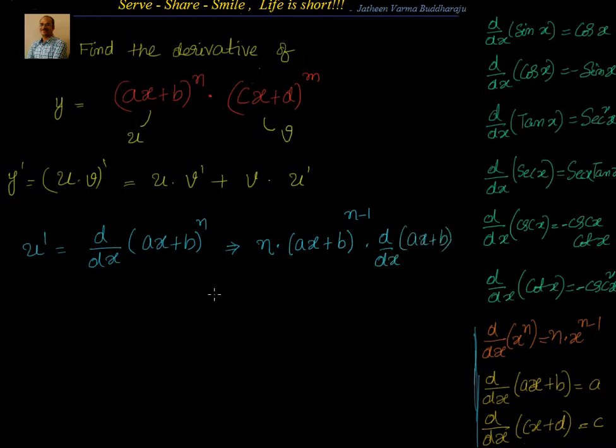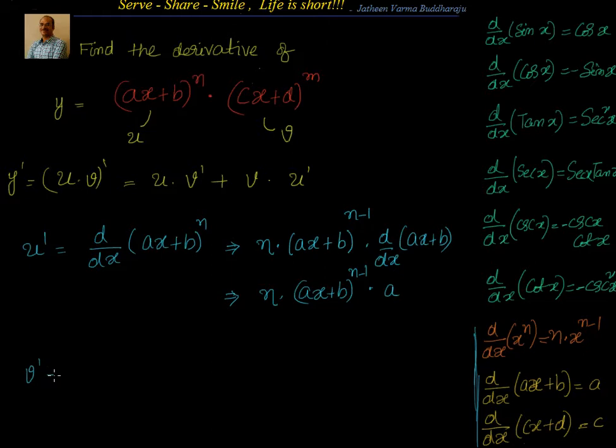This is nothing but the chain rule of differentiation, starting from outside and going in. Start from here, and once you are done, again go to the next level. Now this is equal to n into (ax plus b) whole to the power of n minus 1 into d by dx of ax plus b. What is that? That's nothing but equal to a. So we got d by dx of (ax plus b) whole to the power of n equal to n into (ax plus b) whole to the power of n minus 1 into a.